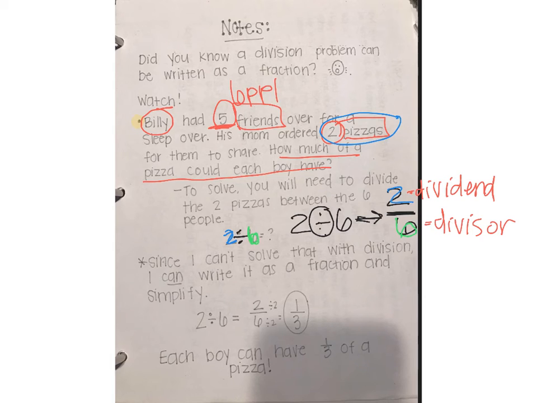Now we always simplify with fractions. So looking at 2/6, I know that 2 and 6 are both even numbers, therefore can both be evenly divided by 2. So my final answer should be that each boy should be able to eat 1/3 of a pizza.